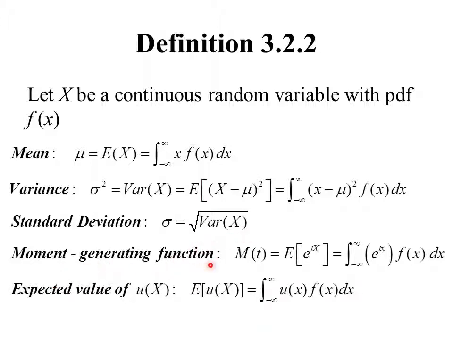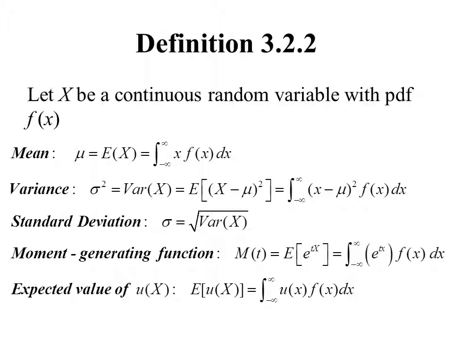The moment generating function of x is denoted m of t, defined to be the expected value of e to the tx. We calculate that by taking e to the tx times f of x and integrating over all possible values of x. The expected value of a function of x is denoted E of u of x, and we take u of x times f of x and integrate over all possible values of x.